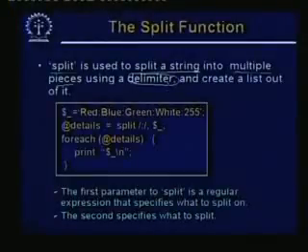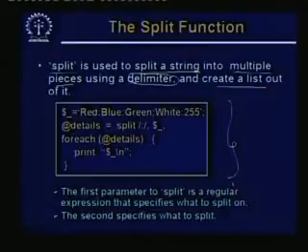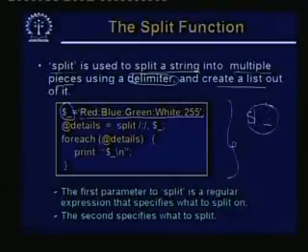So, split breaks up a string into multiple pieces and creates a list. Let us take a small illustrative example. Suppose I have a list like this: red, blue, green, white, 255, separated by the character colon. The whole thing is a list. Now, look at this assignment, where we have assigned this string to the variable $_. We could have used any conventional variable name, but we have chosen to use the $_ character.